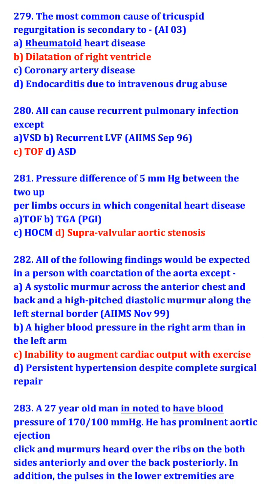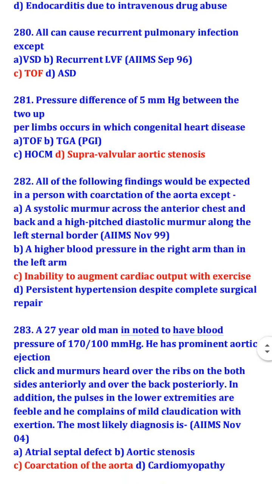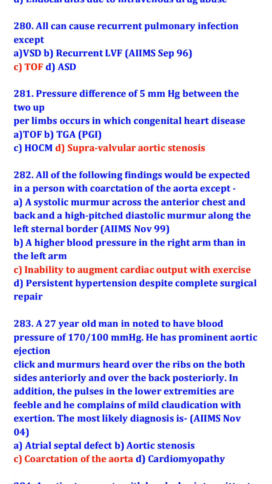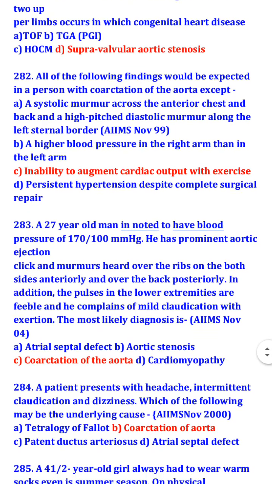Pressure difference of 5 mm mercury between the two upper limbs occurs in which congenital heart disease? Supravalvular aortic stenosis. All of the following findings would be accepted in a person with coarctation of the aorta except inability to augment cardiac output with exercise. So what are the findings which can be seen in coarctation of aorta? A systolic murmur across the anterior chest and back and a high-pitched diastolic murmur along the left sternal border. A higher blood pressure in the right arm than in the left arm. Persistent hypertension despite complete surgical repair.